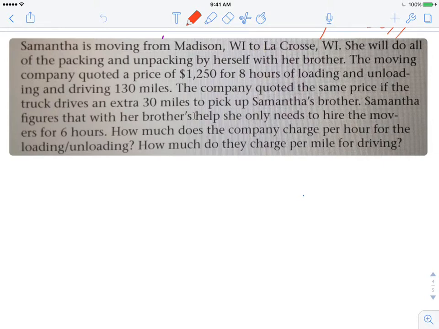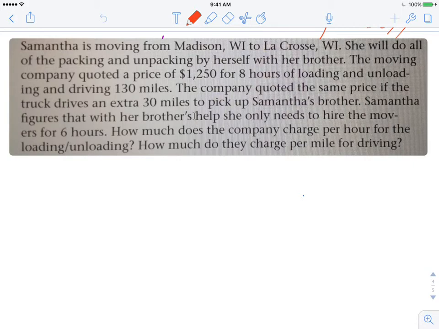All right, last example for the day. We're talking about Samantha, and she's moving from Madison, Wisconsin to La Crosse, Wisconsin. And she will do all the packing and unpacking by herself with her brother. The moving company quoted a price of $1250 for 8 hours of loading and unloading and driving 130 miles. And the company quoted the same price if the truck drives an extra 30 miles to pick up Samantha's brother.